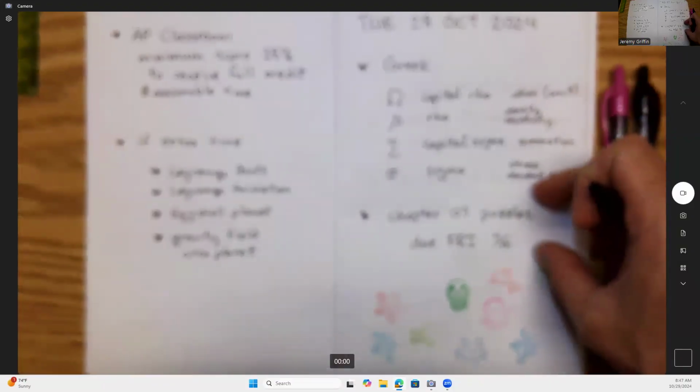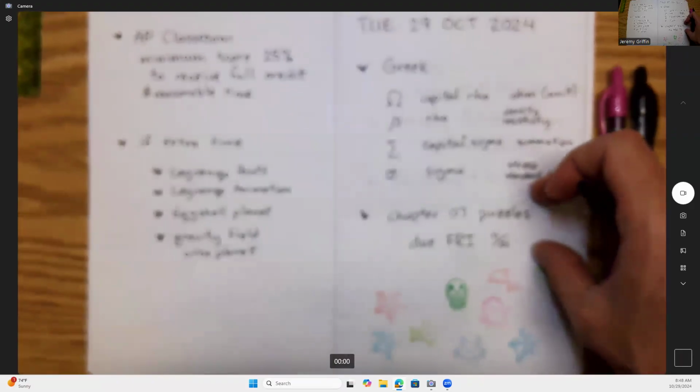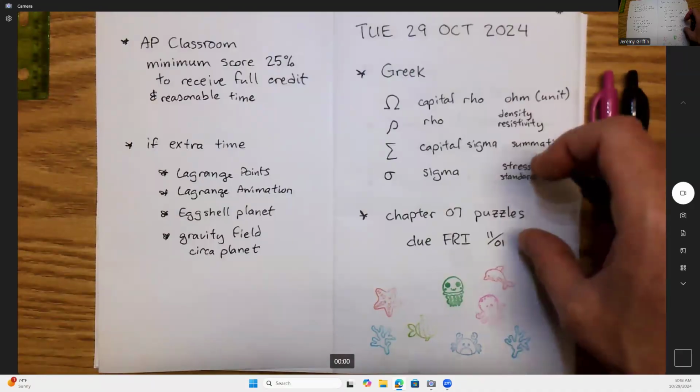The main focus today is going to be chapter 7 puzzles. I want to go over these, show you guys how to think about them, point to the solutions. But if there's some class time, I'd really like to give you guys some time to work independently, and I can walk around and troubleshoot any questions you guys have individually.